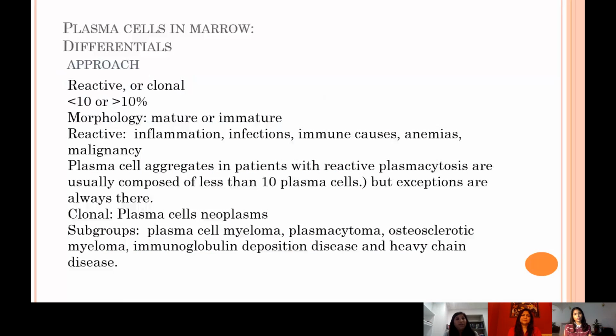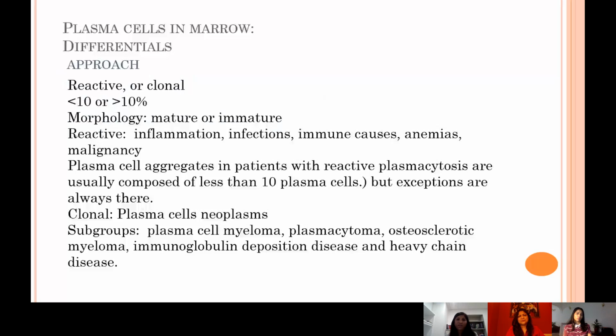So once we have plasma cells in the bone marrow, similar to lymphocytosis, we have to have an approach to differentiate these plasma cells in the marrow. So how do we approach these cases? First of all, we always need to go back and look at the clinical history. The next question is always reactive or clonal. Is there any cutoff, cells less than 10% or more than 10%? Then we need to look at the morphology, whether they are mature classical plasma cells or have immature morphology.